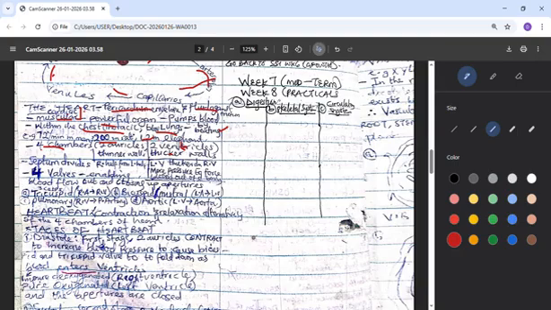So another point about the heart. We said there are four chambers, two auricles and two ventricles. The two auricles have thinner walls. The two ventricles have thicker walls. Then the next one, the septum, divides the right half from the left half.